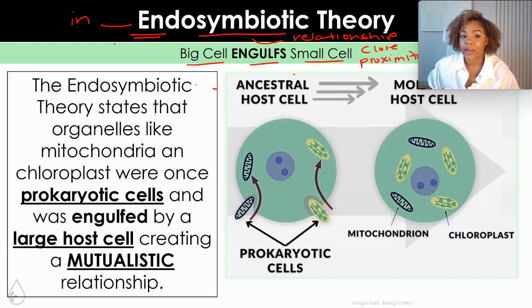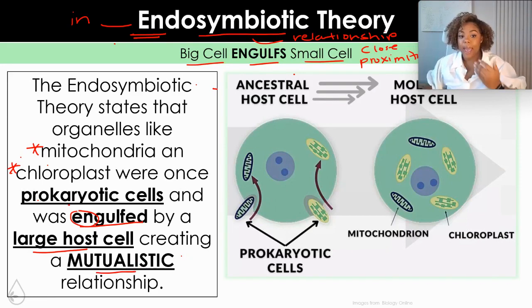The endosymbiotic theory states that organelles, specifically the mitochondria and the chloroplast, were once prokaryotic cells and they were engulfed, right? Engulfed. So they were taken in, almost eaten, by a larger host cell, and they created a mutualistic relationship. So remember, mutual means that both organisms benefit.